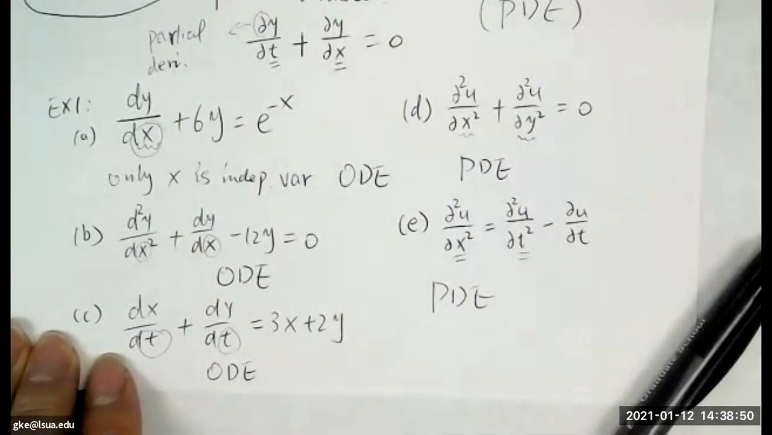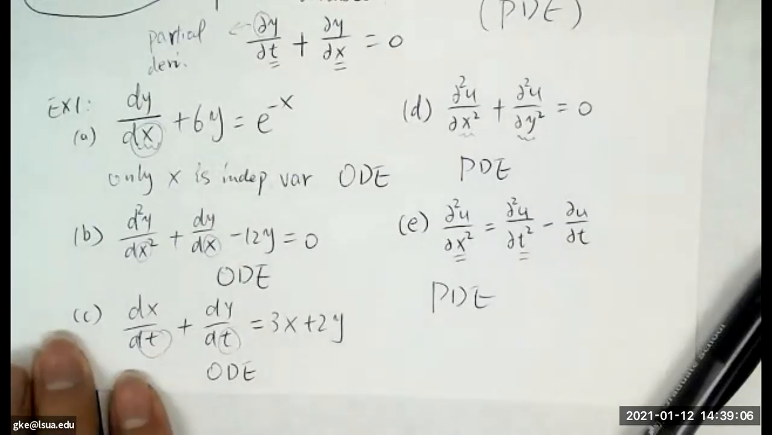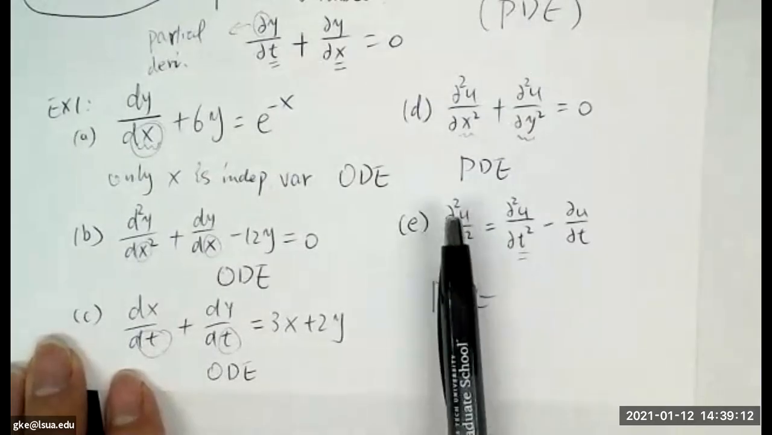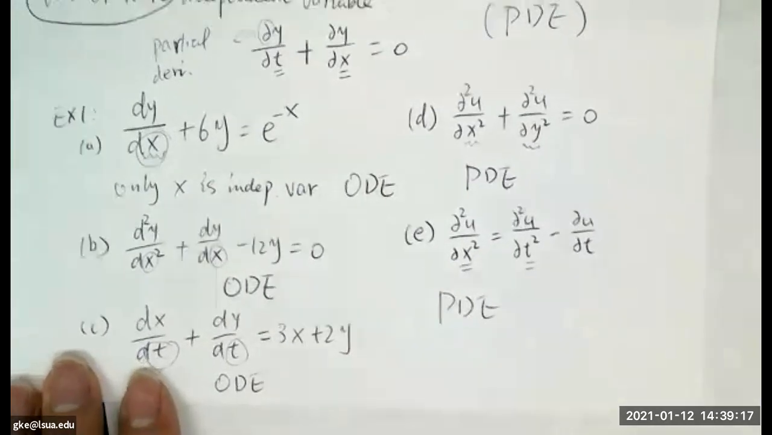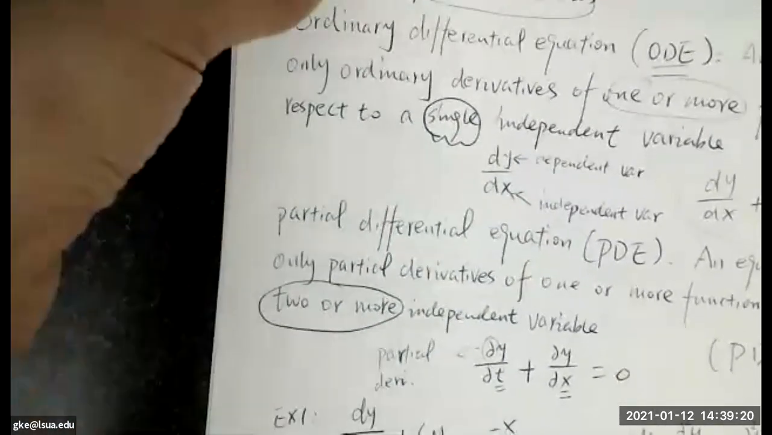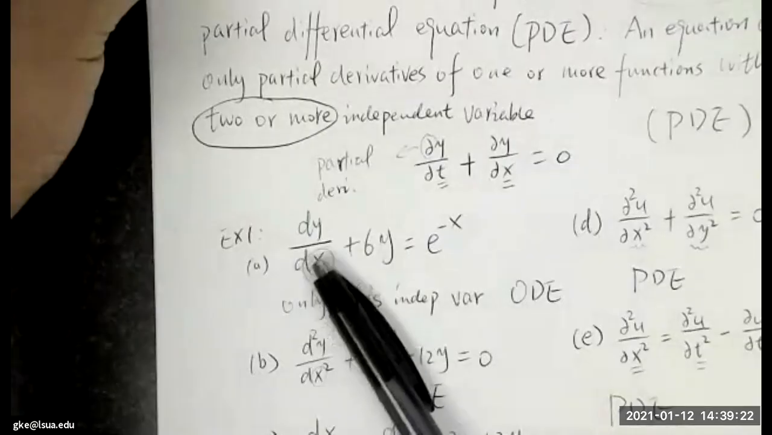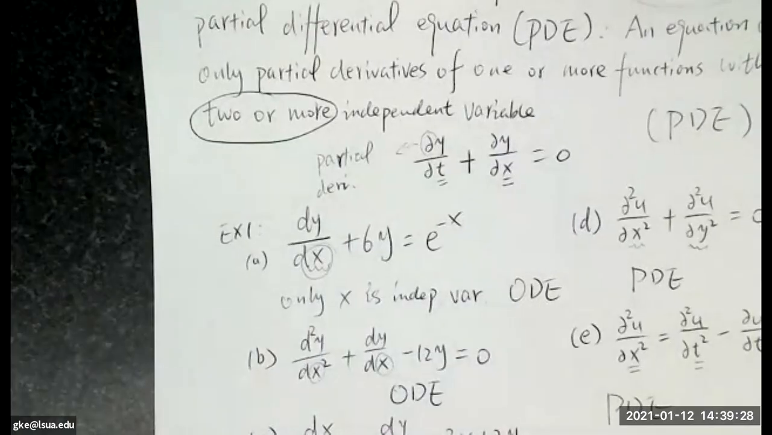If there is only one single independent variable, that is ODE. If that's greater than or equal to 2, that means that is PDE. Okay, that's it. That's the definition. Or you can use the simple way. If you see a function that is a partial u over partial x, that is PDE. If you see the function represented as dy over dx, that is ODE, okay? That's the easiest way to tell.